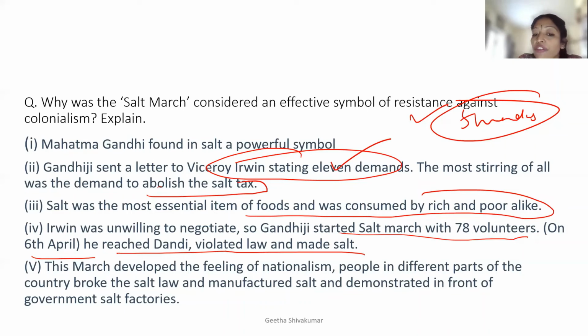This march developed the feeling of nationalism. People in different parts of the country broke the salt law, manufactured salt and demonstrated in front of government salt factories. So this is the effect: it reached the masses, where people started breaking the law and demonstrated in front of government factories.